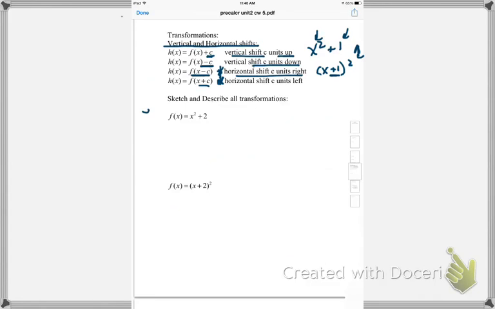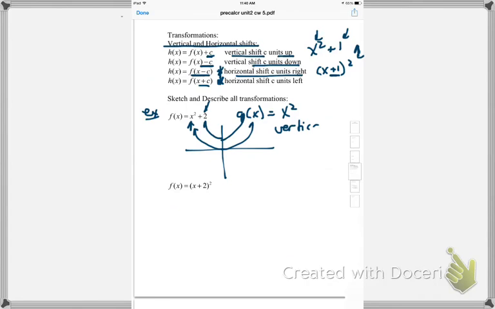So let's take a look at this example. Here's your parent graph. Your parent graph starts with, we'll call it another function name, x squared. So we start with x squared. Then we take this and we perform this transformation, plus 2. This shifts everything up 2 units. So we have a vertical shift up 2 units.